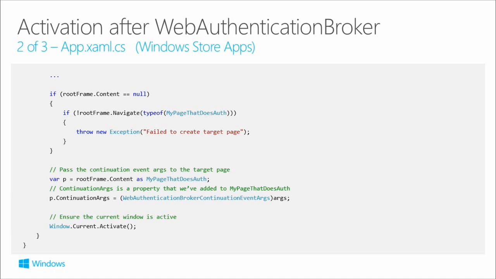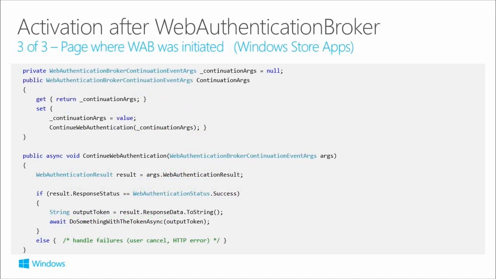Whatever my page that does auth is the one that made the call to the Web Authentication Broker in the first place, where the AndContinue method was. So you want to navigate back to it, and then you need to pass that WebAuthenticationBrokerContinuationEventArgs object that was sent in over to that page, so it can look at the response to find out whether it actually worked or not.